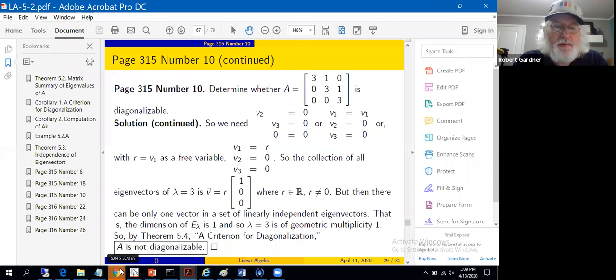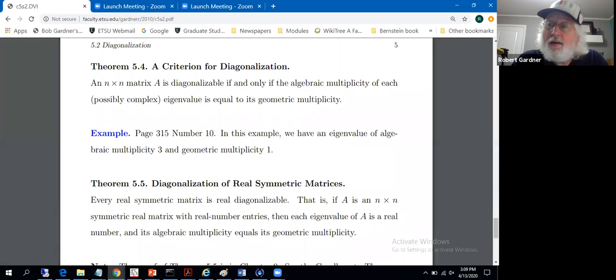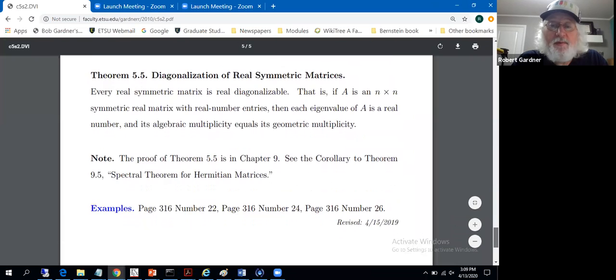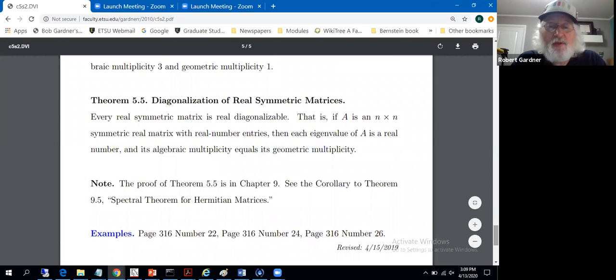Back to the notes. Okay, let's see what we got here. Let's do one more definition and maybe a final example.